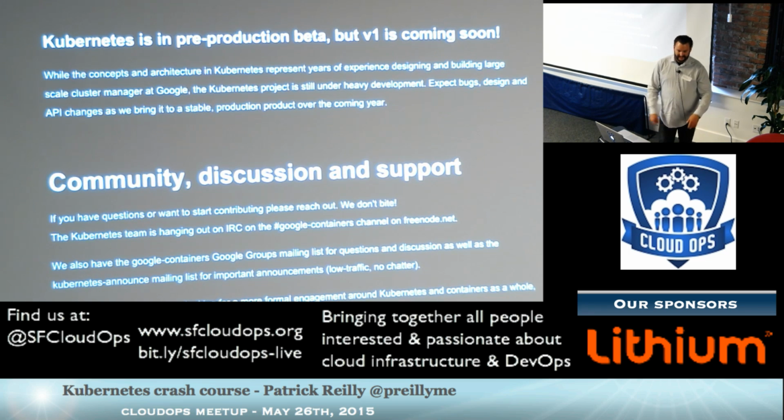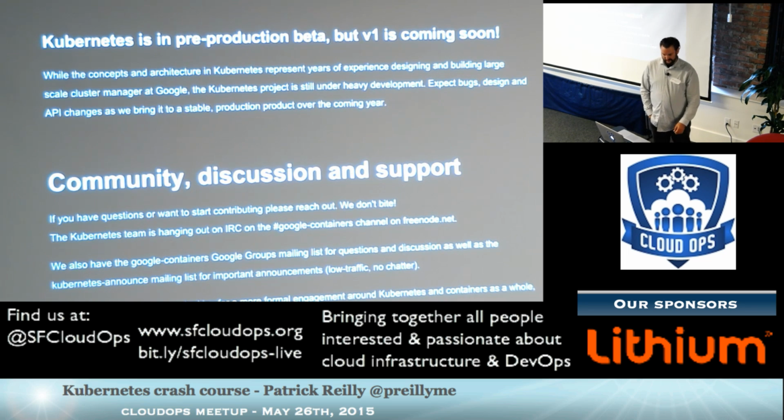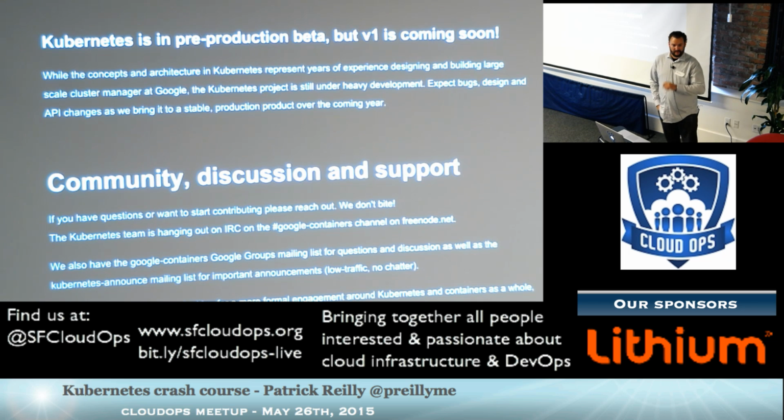We don't bite. Everything's on GitHub. Everything's raised through issues and pull requests. The Kubernetes team is mostly hanging out in IRC on the Google Containers channel on Freenode. One thing that's really interesting here is that there's always going to be, 24 hours a day, a member of the Google Cloud Platform team on call rotation sitting in that channel. So you're guaranteed to get someone that's a committer on the project any time of day that's there for the sole purpose of answering your questions.